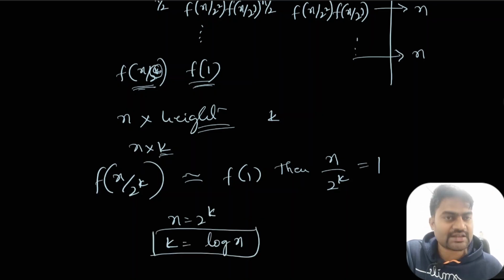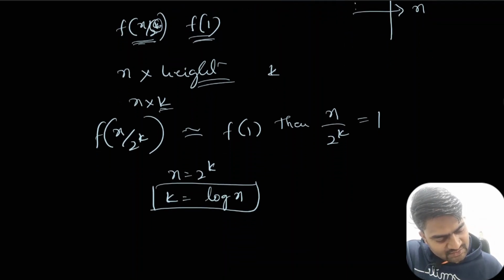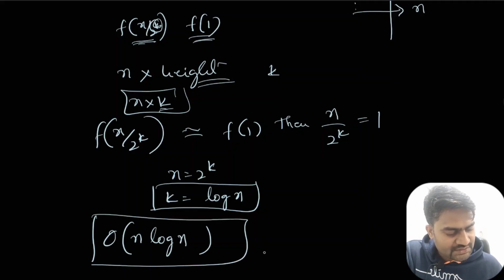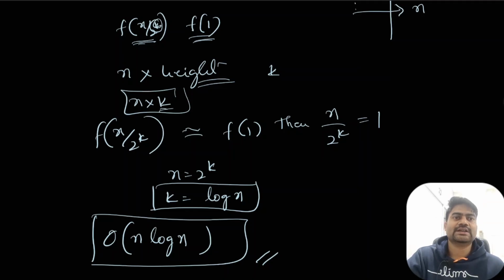So this is the height of this particular tree. Now we will use this k value and substitute it here. So it will be of n log n order. So this is the order of this particular recursive function. This is how we will find the order of the recursive functions.